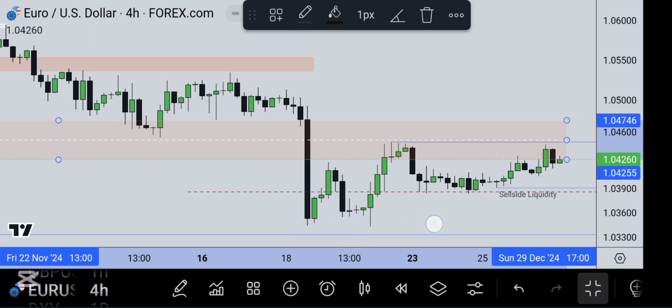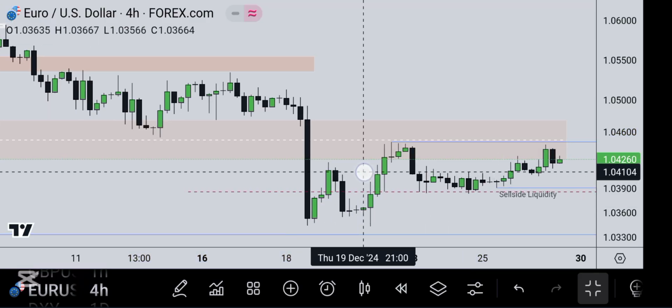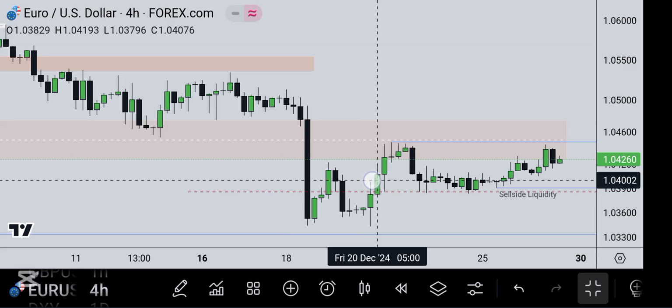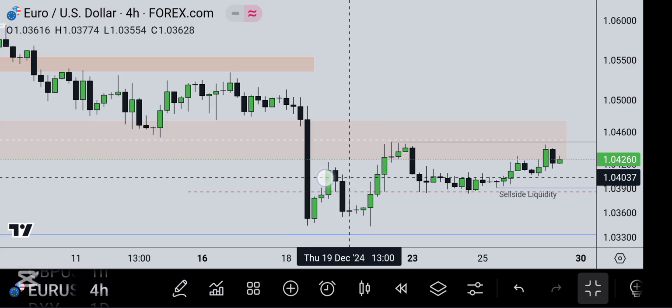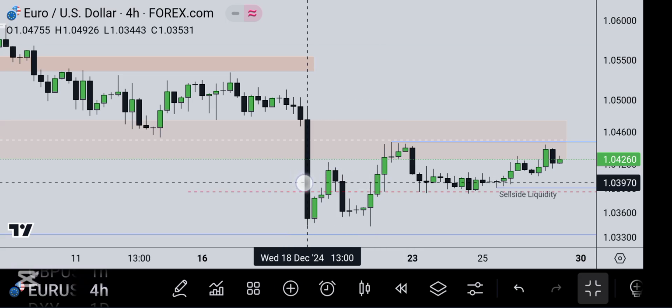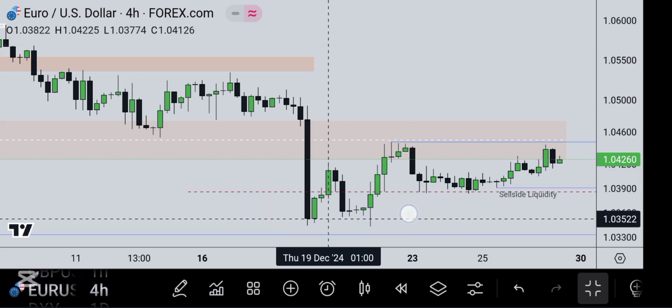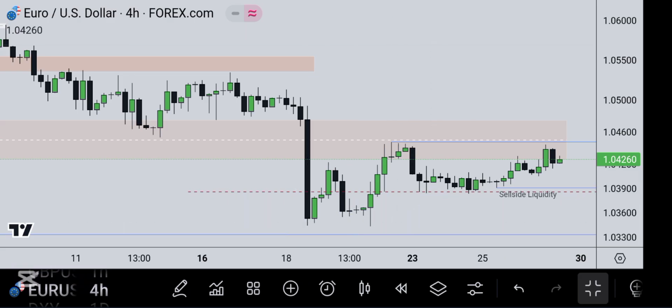These lows here are too clean. Here I told you at 1.03976. This low also, it's 1.03443. It's also liquidity lies in there. That's that for the European dollar.